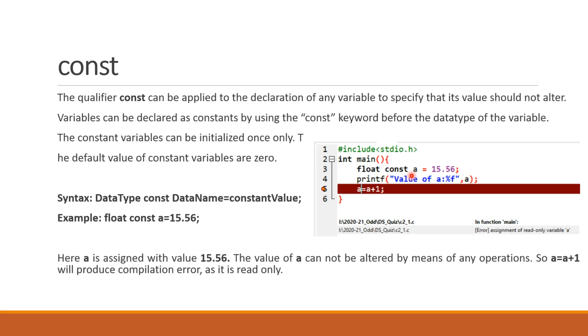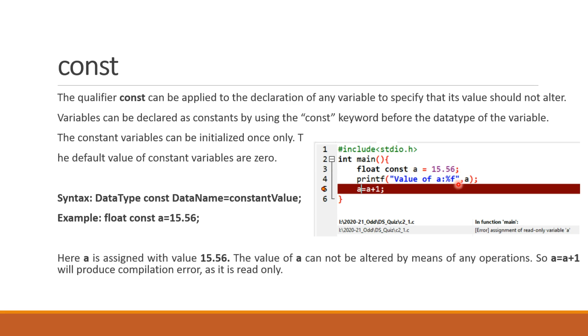The data type that I wanted to have is float. The keyword const is given. The data name is A. The value is 15.56. This value remains the same. The value of A remains the same.